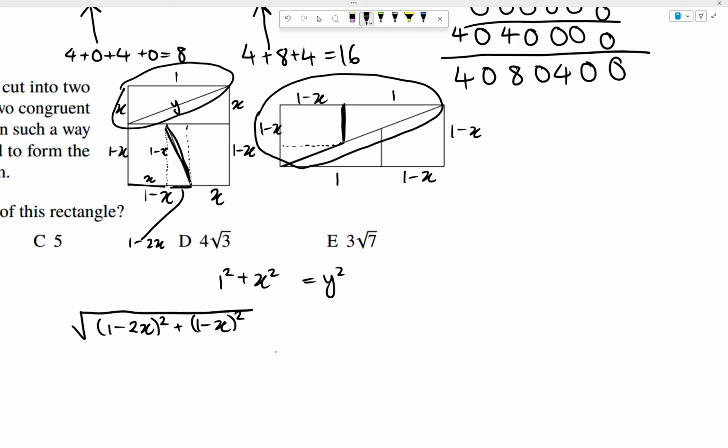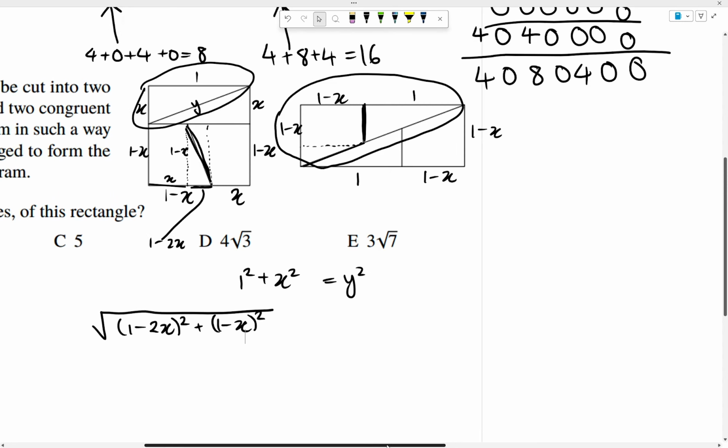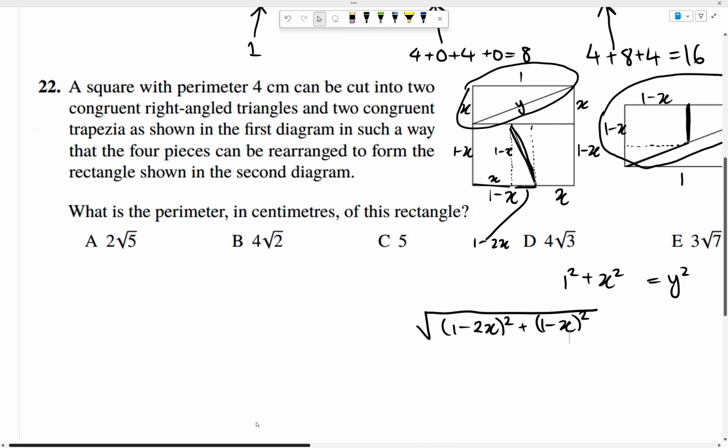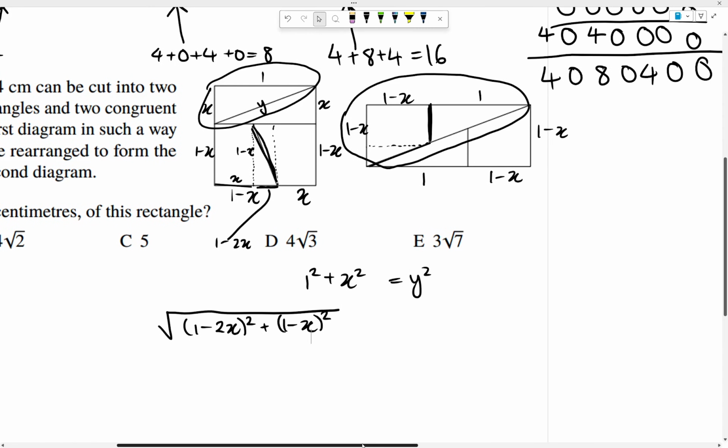And that is, maybe this isn't the best approach to solving this. I think I'm going to have to think about this one for a few moments.